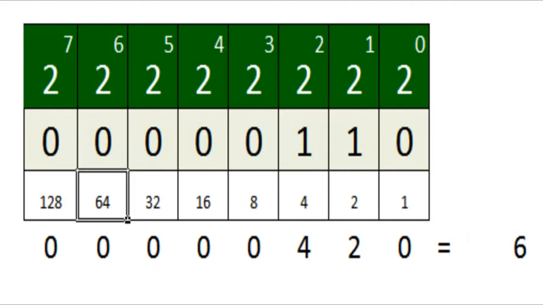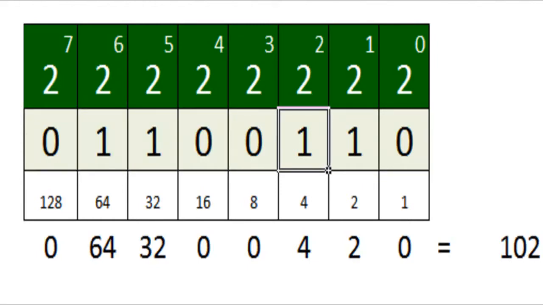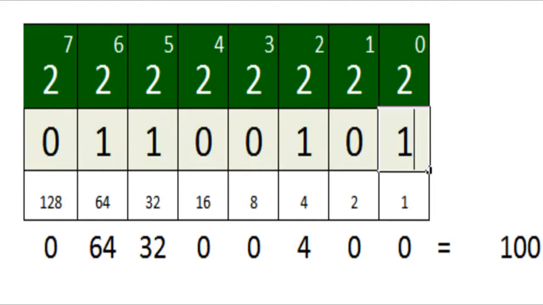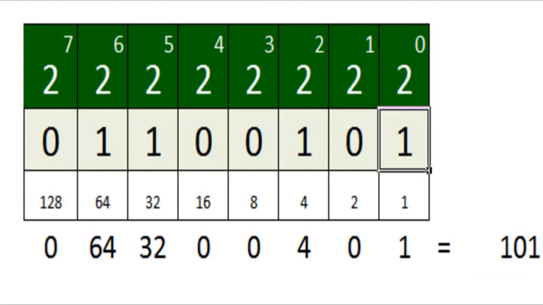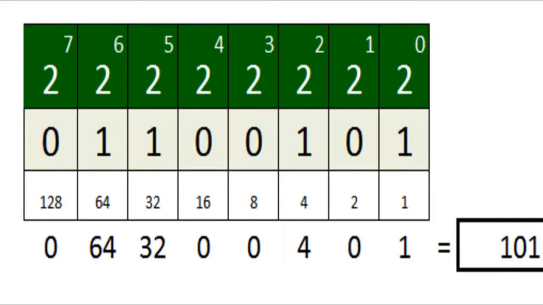Let's get a little more challenging. What if I've got a crazy number like 0, 1, 1, 0, 0, 1, 0, 1? Why is that 101? Well, here's why. Because 2 to the 0 power, or 1, times 1 plus 0 times 2 plus 1 times 4 plus 0 times 8 plus 0 times 16 plus 1 times 32 plus 1 times 64, 64 plus 32 plus 0 plus 0 plus 4 plus 0 plus 1, 101.